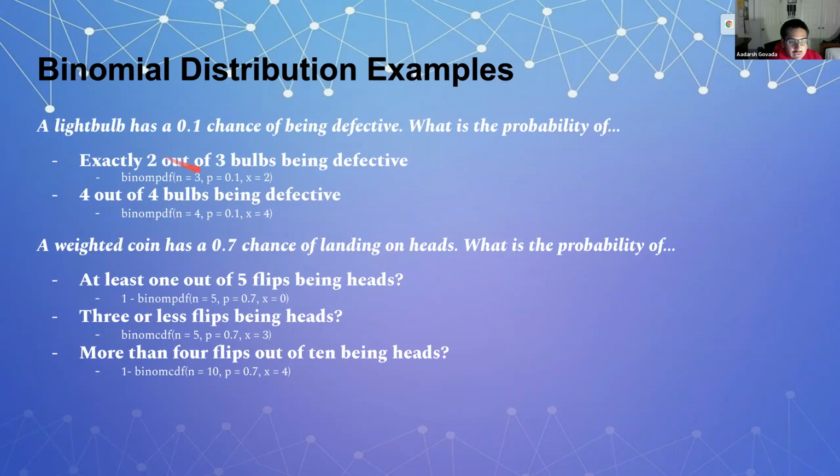Then the number of trials right here is 3 because we're looking at 3 light bulbs. The p-value, there's a 0.1 chance of it being defective. So a 0.1 chance, counterintuitive, that is, of success. And then the x value, we're looking at 2 out of 3 of the bulbs being defective. So the x value is 2.